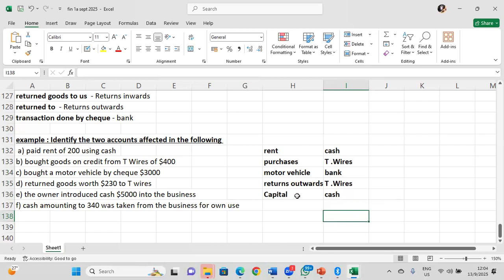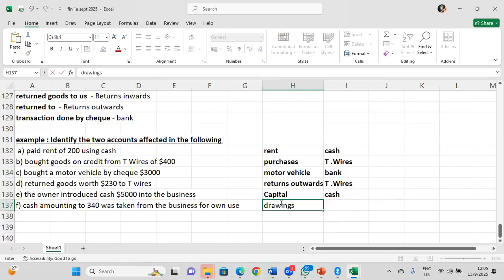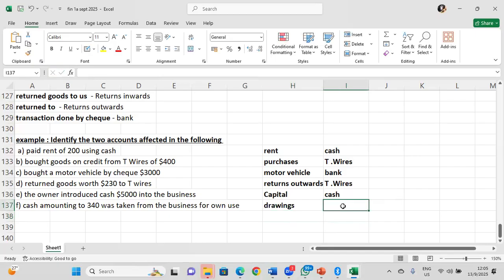Cash amounting to 340 was taken for personal use. You take something from the business for personal use, those are your drawings. And what did we take? It's cash. So the other account is cash. So the first thing is to take note, which two accounts are affected in the transaction?